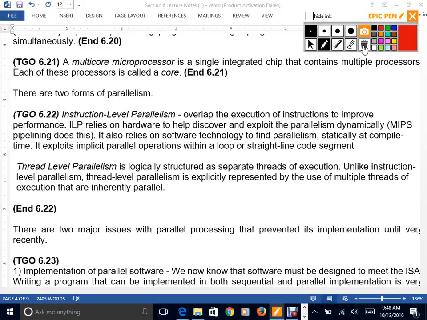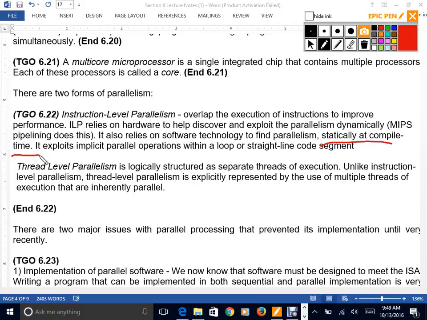It also relies on software technology to find parallelism statically at compile time, which is kind of what you've worked on a little bit with the C to MIPS coding. Right? So you have some while loop, and you're trying to use an efficient coding, and you're trying to figure out, can I take advantage of multiple temporary registers? So that way, instead of having to wait for one, I can just run the next part. So I can calculate the pointer to the data memory to do my array, or I can calculate it to do my pass by reference variable.